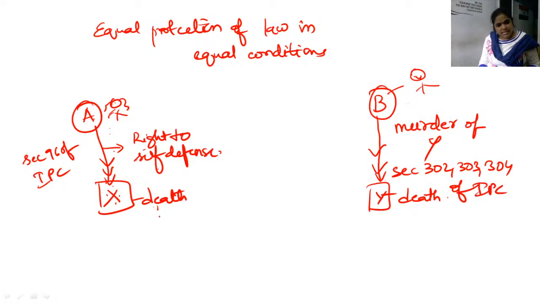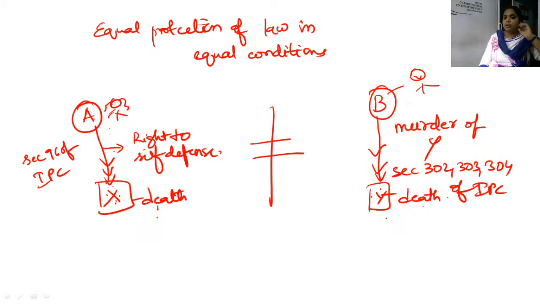Now X has died, Y has also died. Can you make these conditions equal? Do you really think the conditions are equal? No, these conditions are not equal, because though X is dead and Y is dead, the reason for X's death is different from the reason for Y's death. The reason B killed Y is completely different from the reason A killed X. So you cannot make them equal. So this is not equal protection of law in equal conditions. These are unequal conditions.